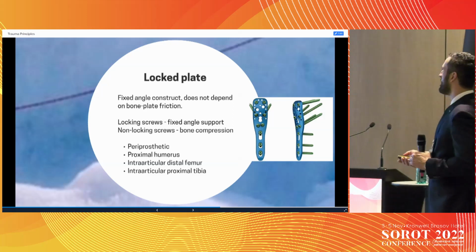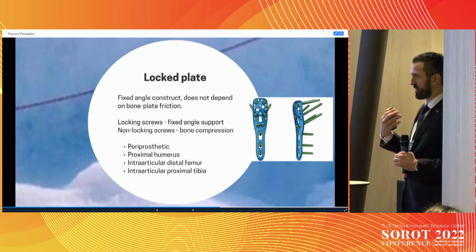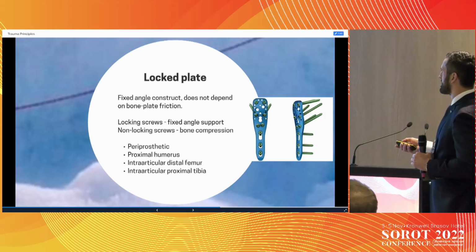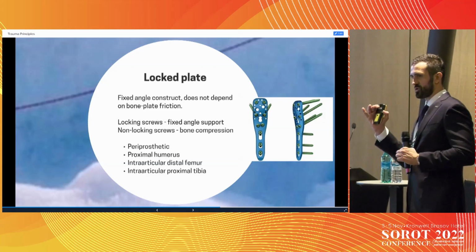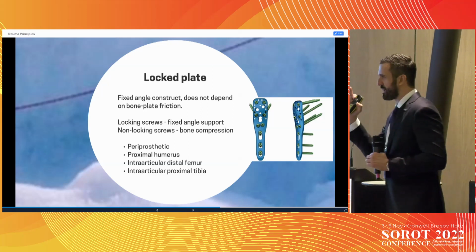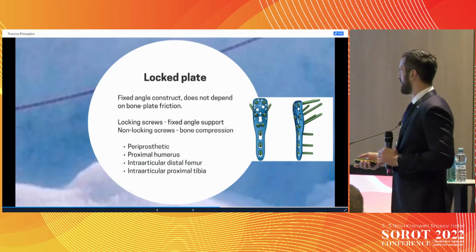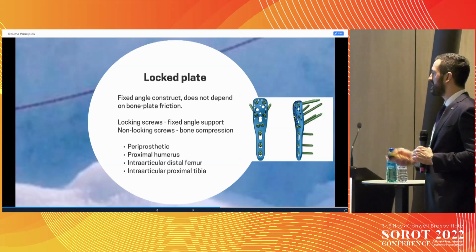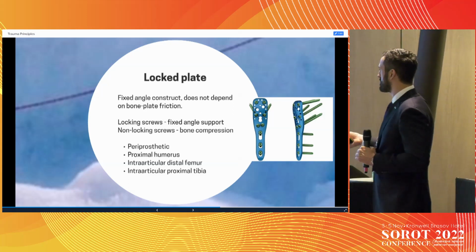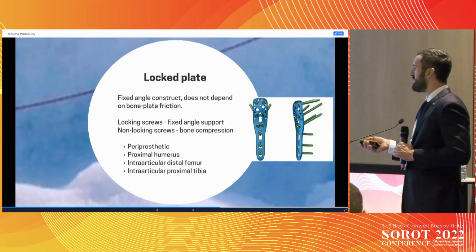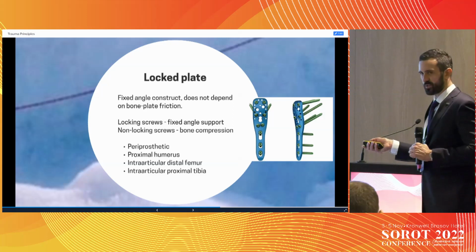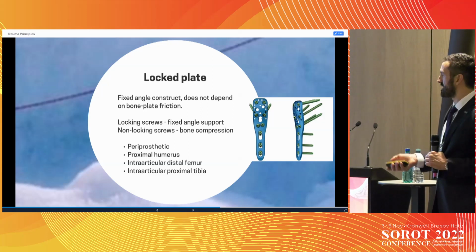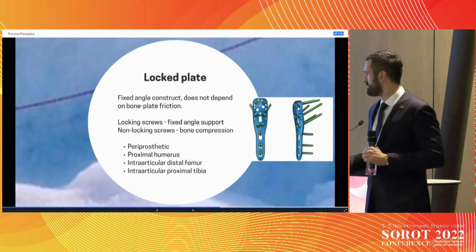Locked plate, it has become really popular in the last 15 years. It's a fixed angle construct, does not depend on bone plate friction. So you don't have to put it very much against the bone. You don't have to compress it against the bone. It has the locking screws, which provide the fixed angle support, and non-locking screws, which provide the bone compression. It's very good for periprosthetic fractures, for proximal humerus, for intra-articular distal femur, and proximal tibia.